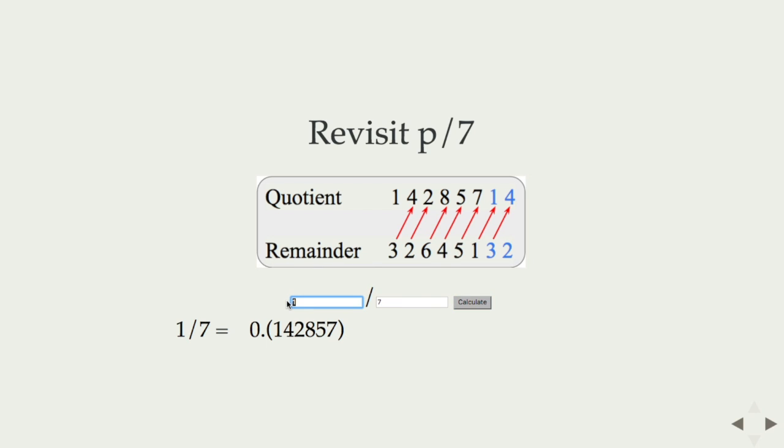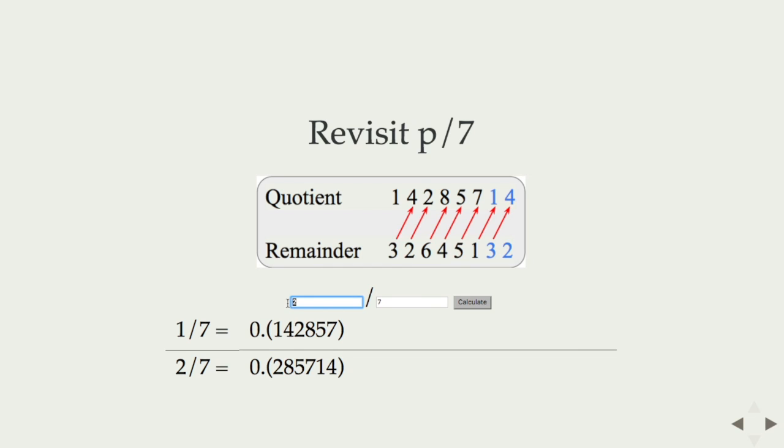So what about 2? As we know, if the remainder is 2, the quotient is 2, and then the sequence is going to run from here, fixed, because it never changes the order. So it's going to be 2, 8, 5, 7, 1, 4, and then repeating 2, 8. Let's try that. Okay, that's correct.